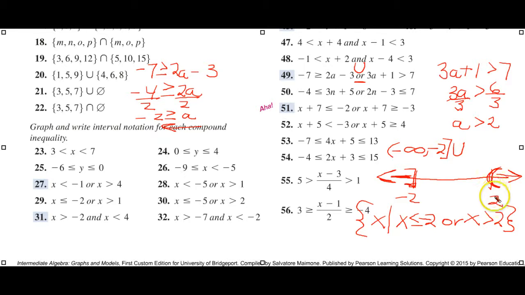But now it's starting at 2, but 2's not included. So I use a parenthesis there at 2. And this goes on to positive infinity. Remember, infinity always has a parenthesis. And so we have it in, we solved it, we put it in set builder notation, we made the graph of it, and there is interval notation. All right, this ran a little bit over 10 minutes, but well worth it.